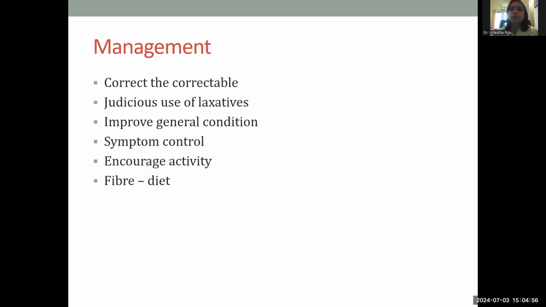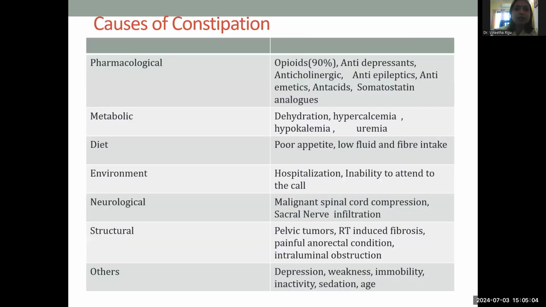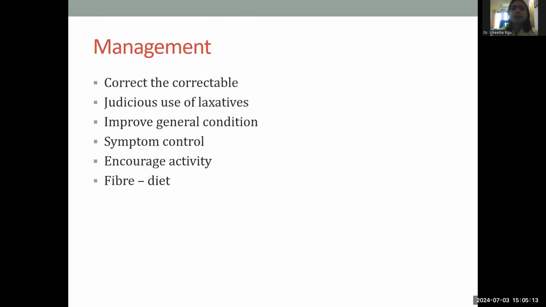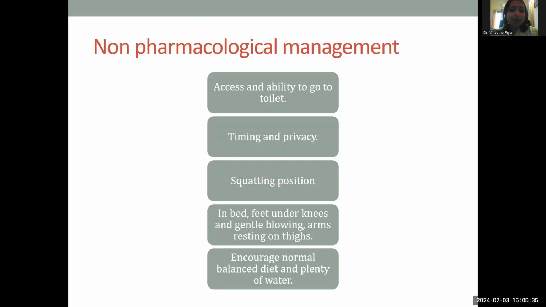So now coming to management, correctable. You have a list of a lot of causes, right? We have seen the different causes. Any of these causes, if it is reversible, go correct that first. Correct the correctable. Judicious use of laxatives. Improve the general condition of the patient. And symptom control if it is associated with nausea, vomiting, pain. So control the symptoms of the patient. Encourage activity in the patient as much as possible. And diet, counsel on the diet of the patient.